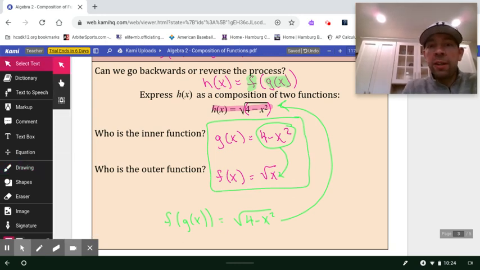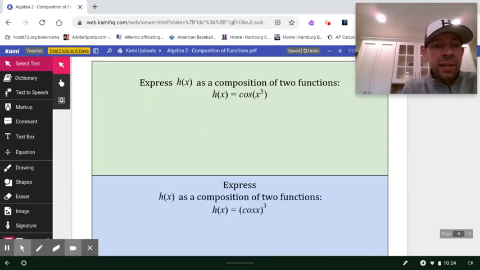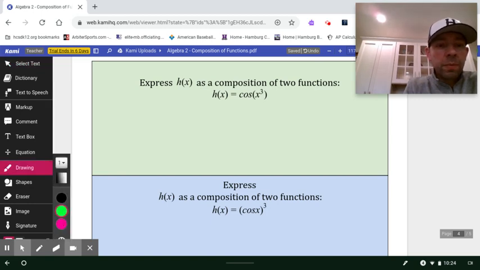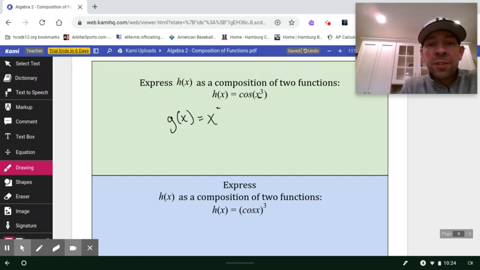Let's take a look at another example because that can be kind of overwhelming. Okay, who's our inner function? Who's our outer function? So my inner function is going to be this little rascal. Sometimes there's parentheses, and that makes our job a lot easier. Whatever's inside the parentheses is the inner, whatever's outside the parentheses is my outer. So let's say g of x is going to be the x cubed. That's my inner function. And who did that get subbed into? It got subbed into the cosine of x.